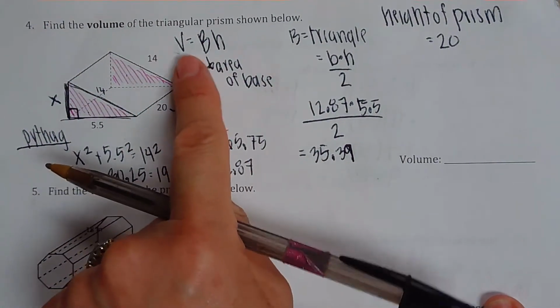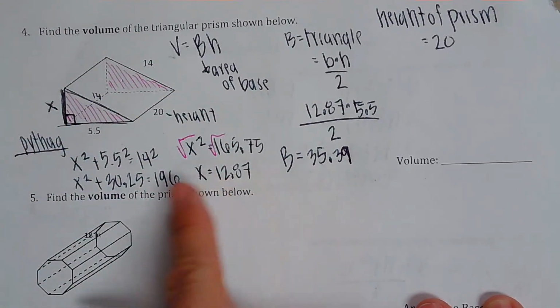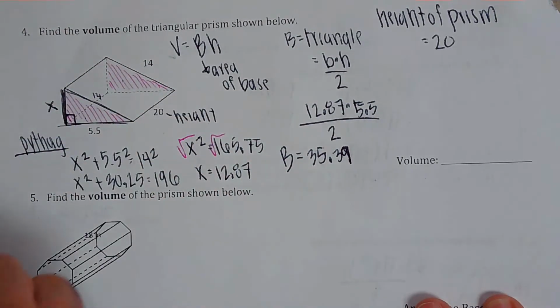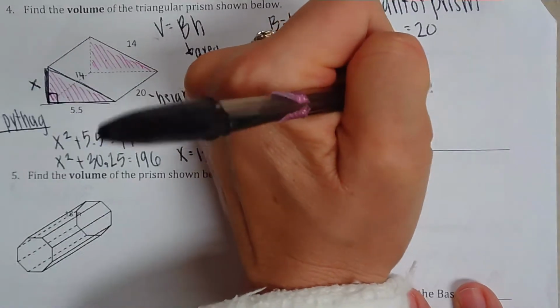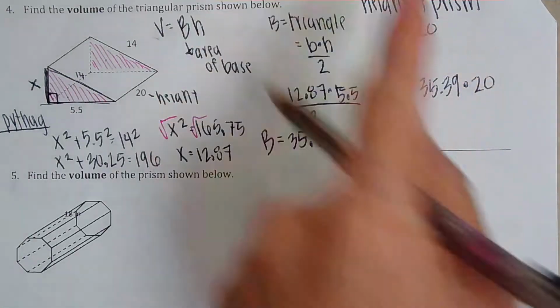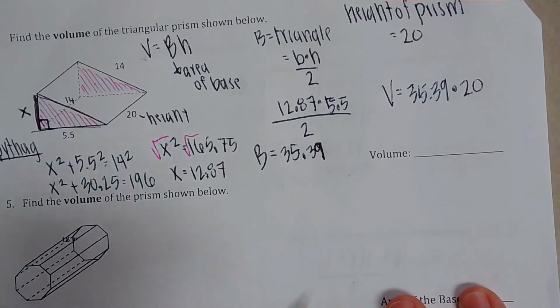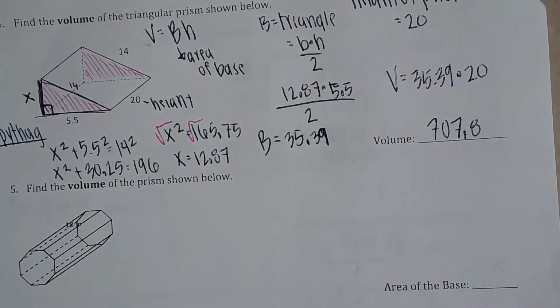Now remember, volume is equal to the area of the base, which we just found, big B, times your height, so the distance between the two. So we're going to take this base, 35.39, and multiply it by our height, which is 20. And we will get 707.8.